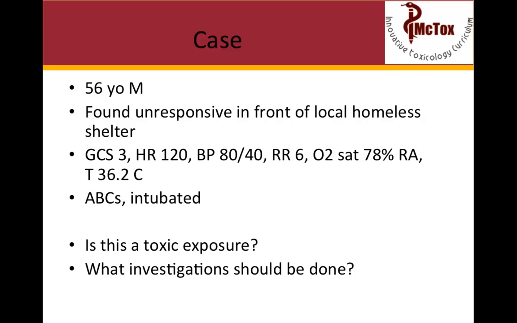His GCS was 3, heart rate 120 beats per minute, blood pressure 80/40, respiratory rate of 6, oxygen saturation 78% on room air, and a temperature of 36.2 degrees Celsius. In addition to ABCs, his initial management included intubation. The question is: is this a toxic exposure, and what investigations should be done to help determine this?